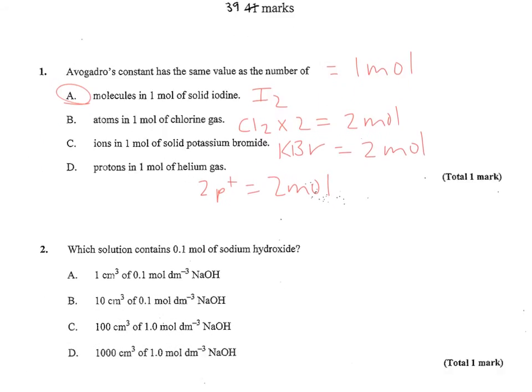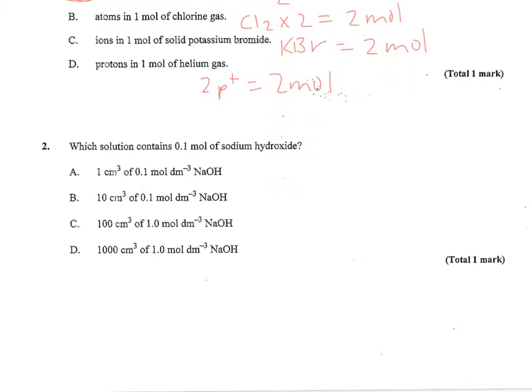The second question, which solution contains 0.1 moles of sodium hydroxide? This one, you didn't really have to do the math, you just had to look at what the math would be. 1 centimeter cubed is 0.001 times the molarity of 0.1, so I'm taking my liters times my moles per liter should give me my moles, and I can tell that that will not equal 0.1. So A is not correct.